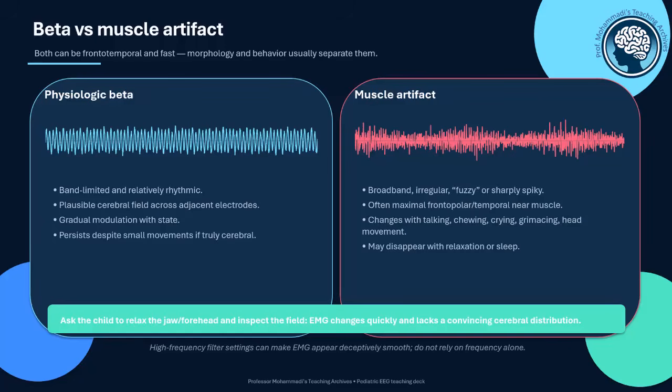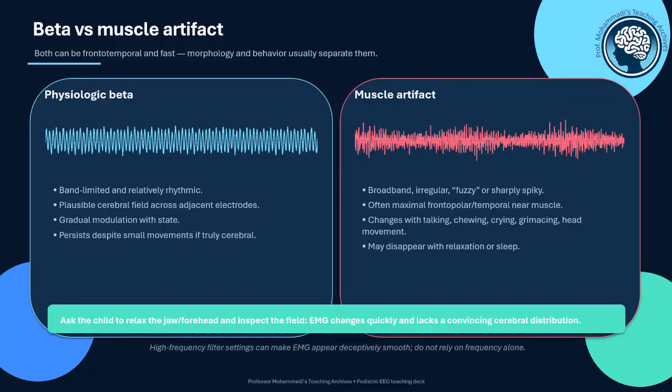It is usually broader in frequency, less rhythmic, and often has a fuzzy, irregular, or sharply spiky appearance. It is frequently maximal over frontopolar and temporal electrodes because of the underlying facial and temporalis muscles. Behavior provides an extremely useful test.